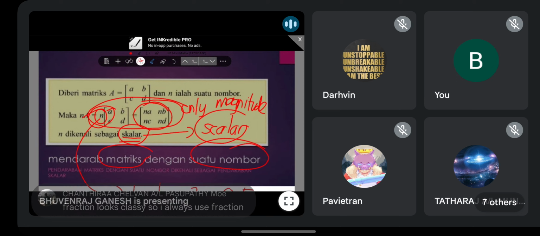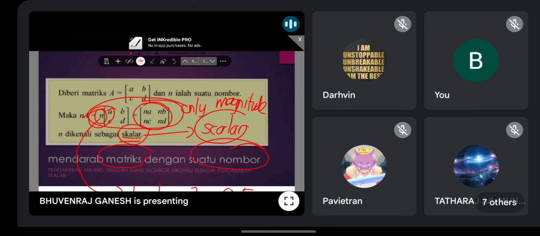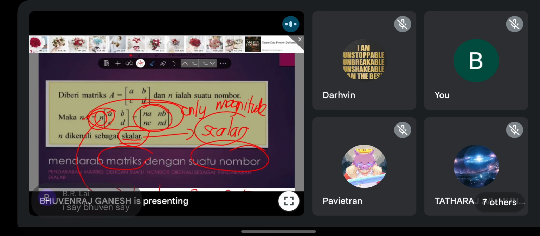Because whenever your teacher says cannot, you can debate in class. Because the textbook says can mix both, it means it's correct. We always go back to the textbook in SPM. Always refer back there. All right. Fraction looks classy, so I always use fraction. Can also, if you feel like that, then good luck.